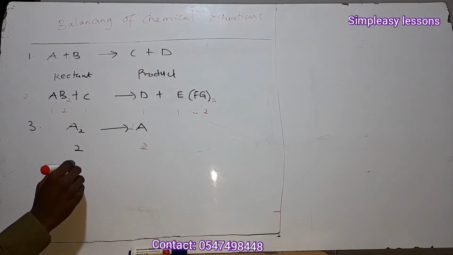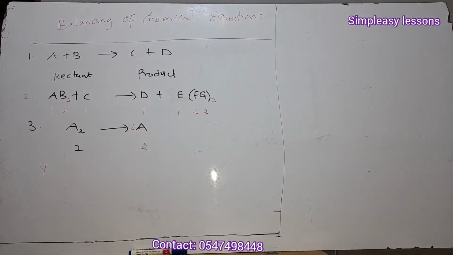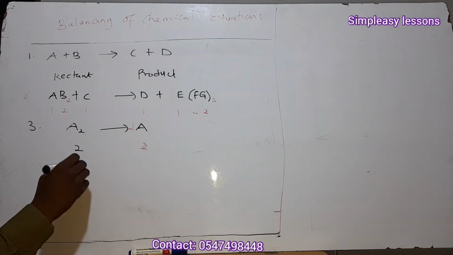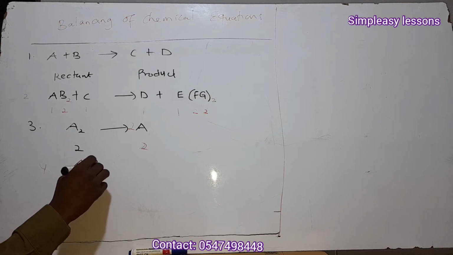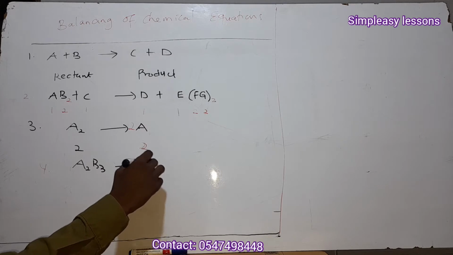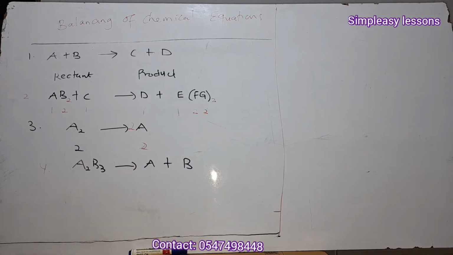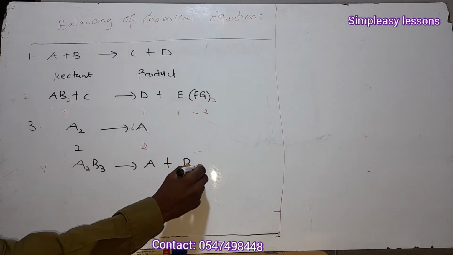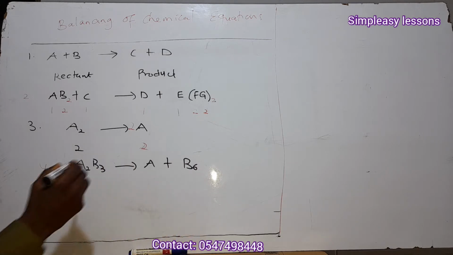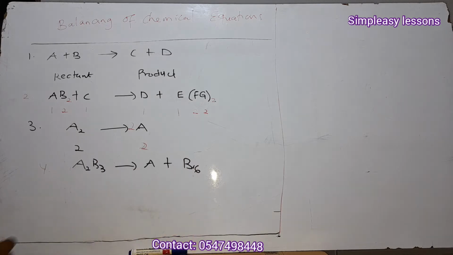If you have something like A, let's say we have a compound A2B3, A2B3. Now A2B3 here, and we have A plus B, A plus B. You want to balance this equation. Let's say we have that of 6, A plus B 6. Now, how do you balance this equation? This is what we are going to look at.